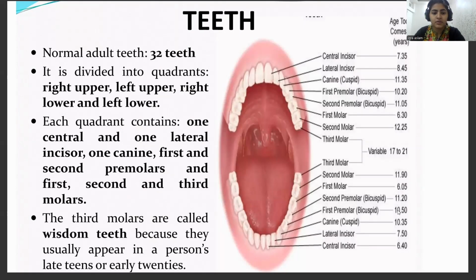In each quadrant, we have one central incisor, one lateral incisor, one canine, two premolars, first and second, and three molars, first, second, and third. Third molars are called wisdom teeth because they usually appear in the late teens and early 20s. You will mostly see wisdom teeth after 18 years.